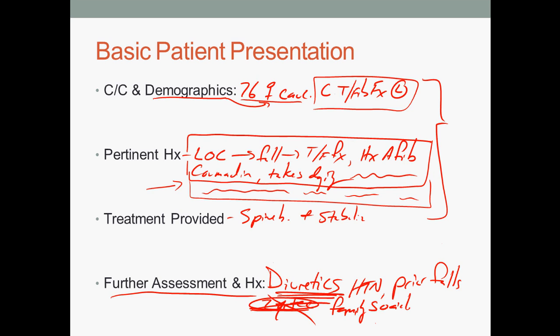Oh, she's still listening? Well, I guess I might as well give her a little bit more. She does take diuretics for hypertension, and she does have a history of 2 prior falls. No family history. She does live alone in her residence with a dog. So the last part about the living alone, that's part of the social history. That can be a problem if they're going to try and send her home, that sort of thing.